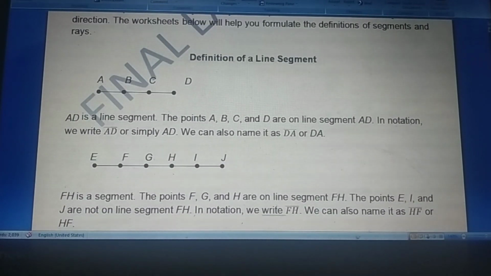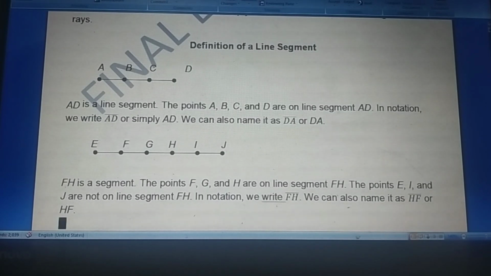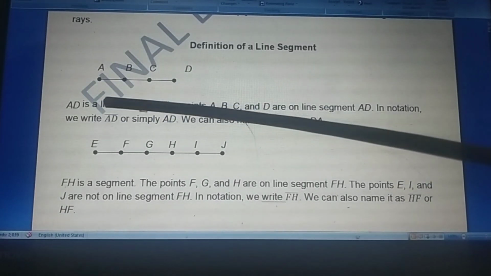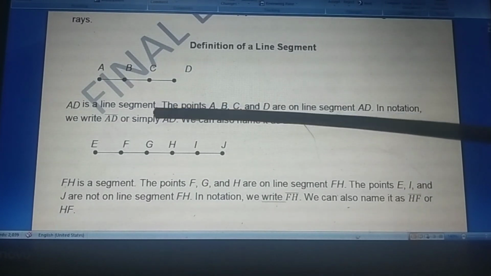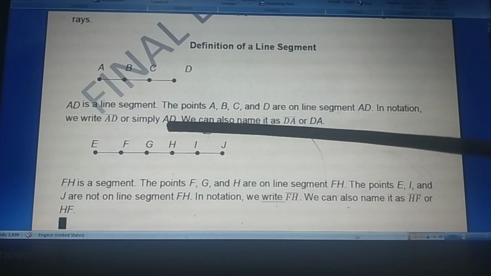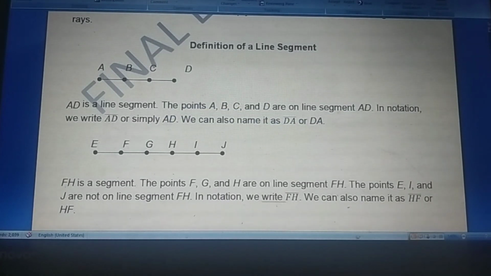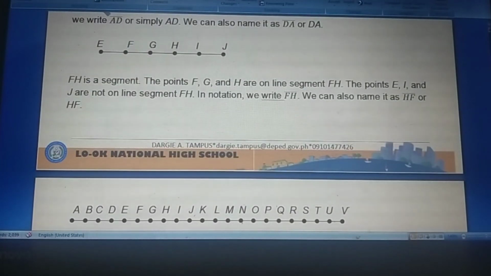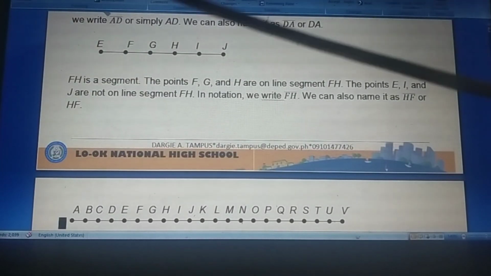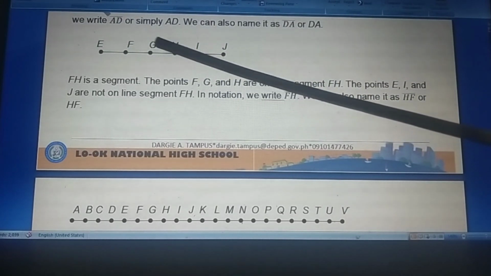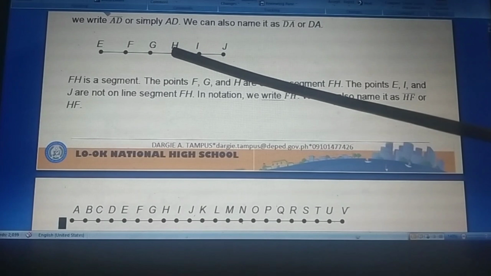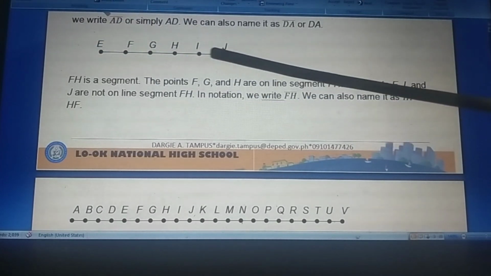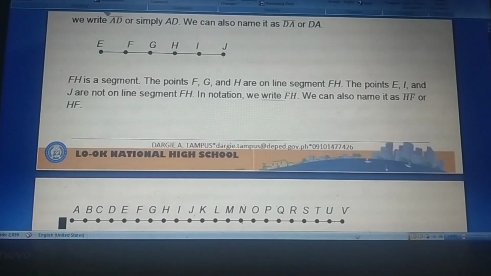Let's have first the line segment. Line segment AD has 4 points, A, B, C, D. In notation, we write AD with a symbol or without symbol. This is understood as segment. We can also name it as line segment DA or simply DA. Next, segment FH. FH has 3 points, points F, G, and H, while points E, I, J are not on the segment FH.